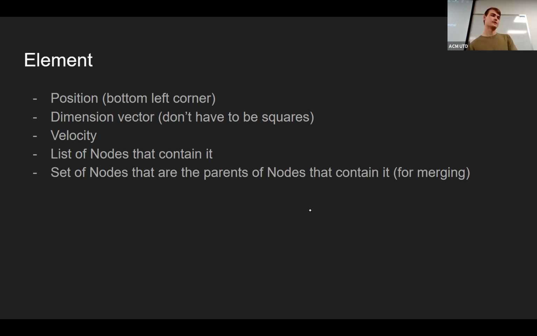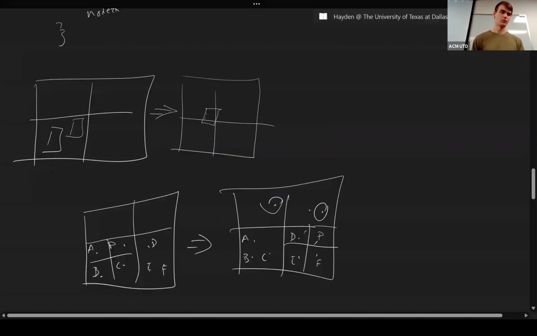Okay, so elements also contain, so this list of nodes is essentially the parents of that element. That's the terminology I'm using. A parent is a node that contains an element. An element also contains a set of nodes, not a list, a set of nodes that are the parents of the nodes in this list. So those I will probably be calling grandparents. So let's look at what that means and why it needs to be a set.